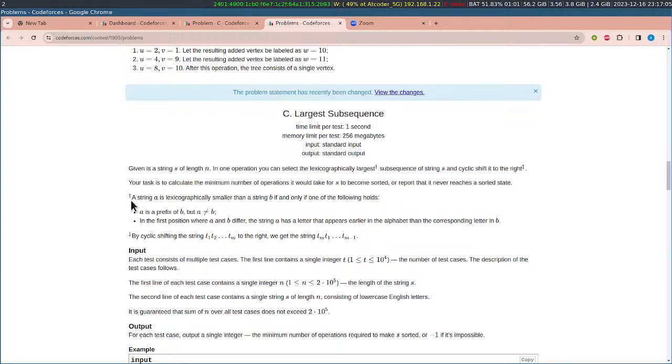Now we are also given the definition of lexicographic order. A string a is lexicographically smaller than string b if the following conditions hold: a is a prefix of b but a is not equal to b, or at the first position where a and b differ, the string a has a letter that appears earlier in the alphabet than the corresponding letter in b. Let's look at some examples.